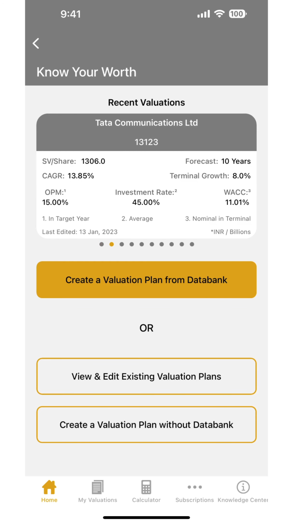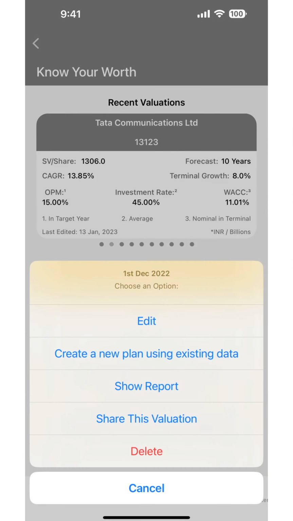The card in the module screen displays a summary of the latest 10 completed valuations. On click of the card, the user can edit the valuation, directly go to Show Report, create a new plan using existing data, or delete this valuation plan.